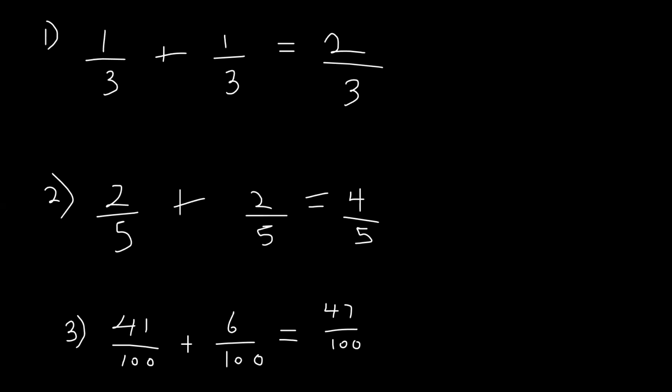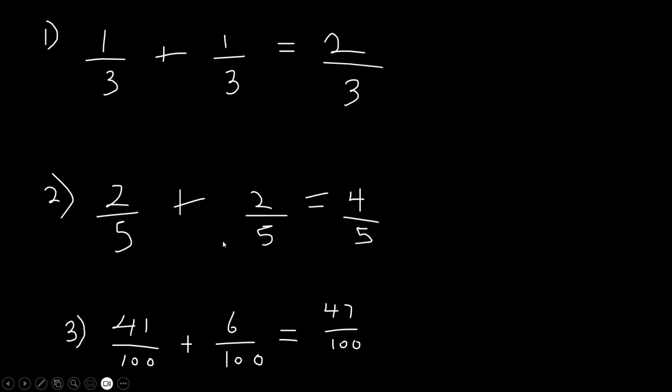In this question, we have 1/3 plus 1/3 again. The denominators are both 3. When adding fractions like this, the denominator in our answer must also be 3. And we simply add the numerators. 1 plus 1 gives us 2. Our answer, 2/3.